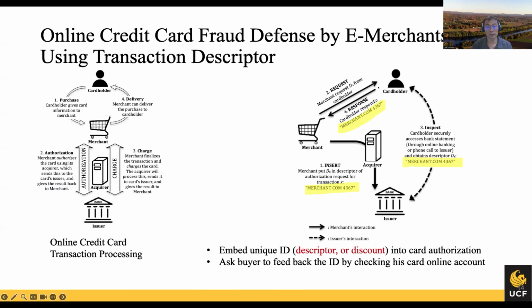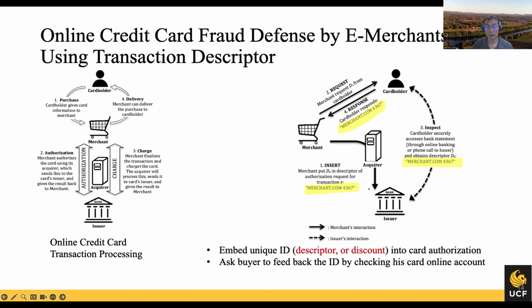Basically, suppose for this transaction we suspect that the card holder may be an attacker. Then when we issue the first step, authorization, we add some unique number in the transaction description. When you check your credit card statement, you can see every transaction has some very simple information, like which organization, zip code or something. That's a description. The e-commerce site can add this number in the authorization step. Then we ask the card holder to check his online statement to find out the actual number in this descriptor, because this will show up on the online credit card account immediately.